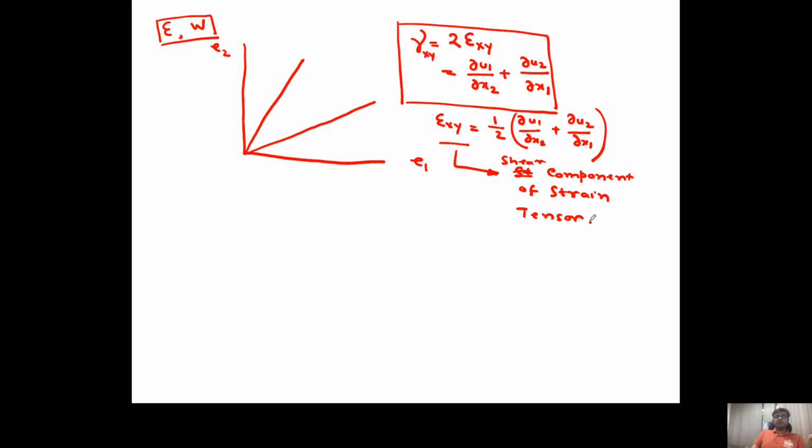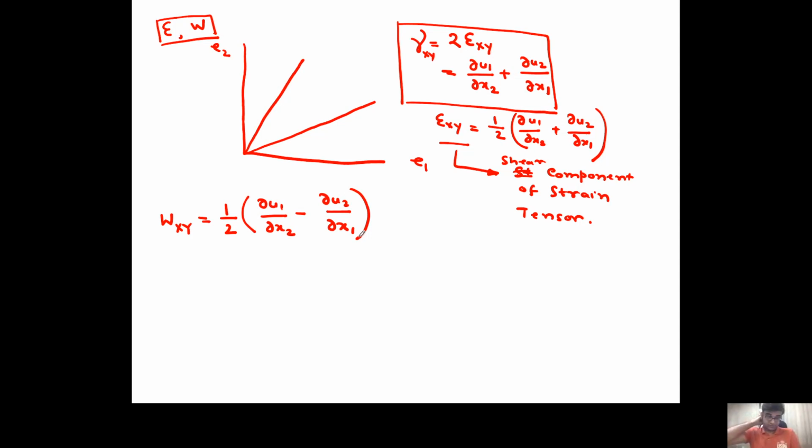Now, if we look into the rotation, what will be the rotation? Let us see. So let us write it as wxy. I can write it like that, and that is half del u1 del x2 minus del u2 del x1. Right. So your rotation, the overall rotation of this, is half del u1 del x2 minus del u2 del x1.